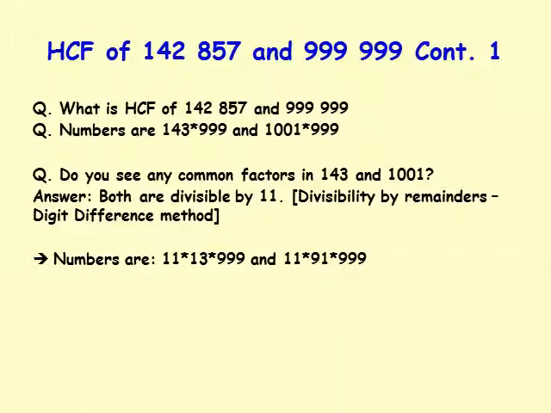Okay, let's continue here. So the numbers are 11 times 13 times 999. We divide by 11, and for the second number, when we divide 1001 by 11, I get 91. So it's 11 times 91 times 999. If you need some time to ensure that 1001 is 11 times 91, just think about it and work it out.